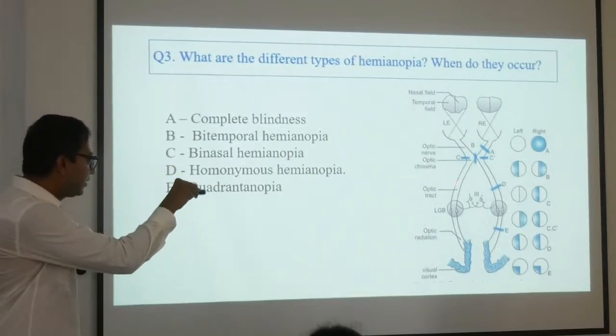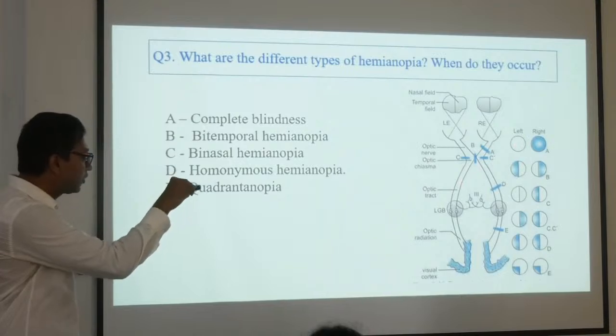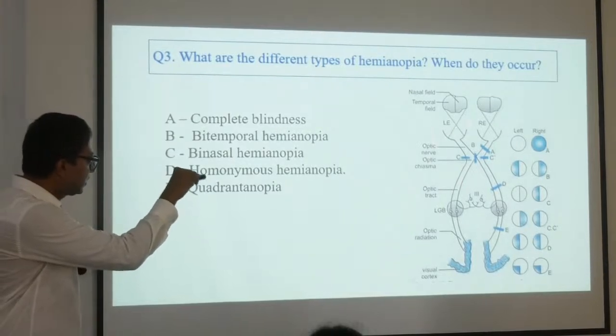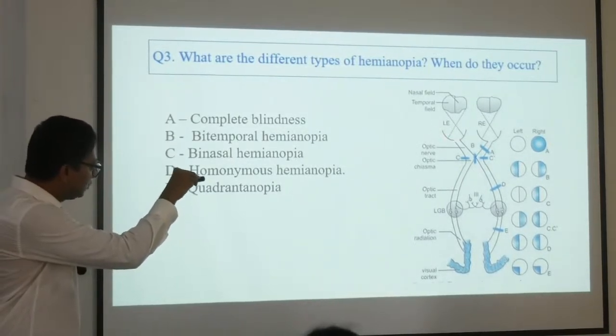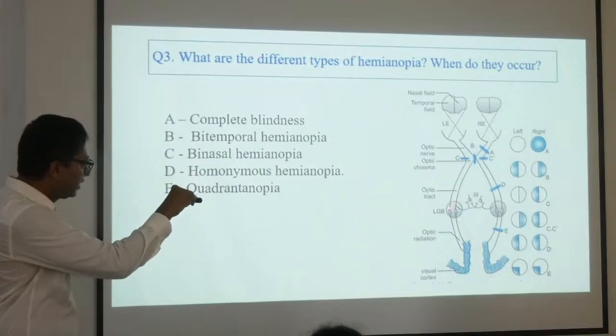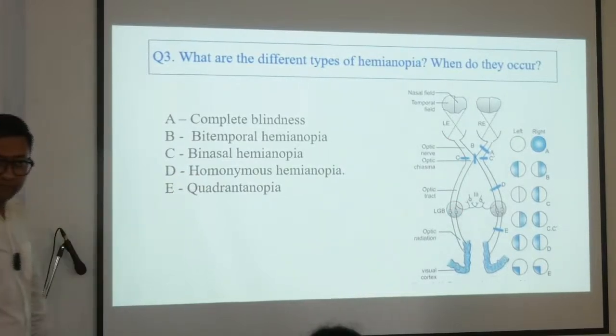And the temporal fibers, they are not crossing, okay? The temporal fibers of the left eye stay on the same side, so it is coming in this way, on the same side, and coming to the lateral geniculate body, okay?